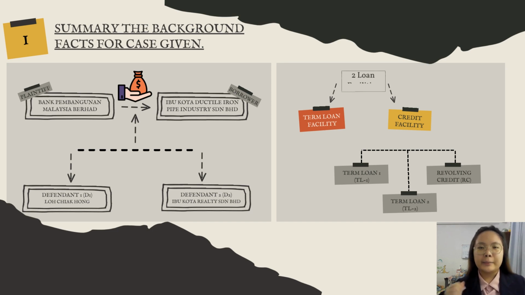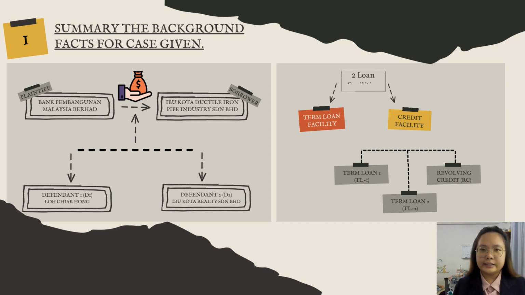To kickstart the case, I will be presenting the summary of the background facts. In this case, Bank Pembangunan Malaysia Berhad, as the plaintiff, gave the loan facility to the borrower, Ibu Kota Ductile Iron Pipe Industry Berhad, where there are two defendants who warranted it. But unfortunately, the borrower defaulted, so Bank Pembangunan Malaysia Berhad extended the loan facilities.